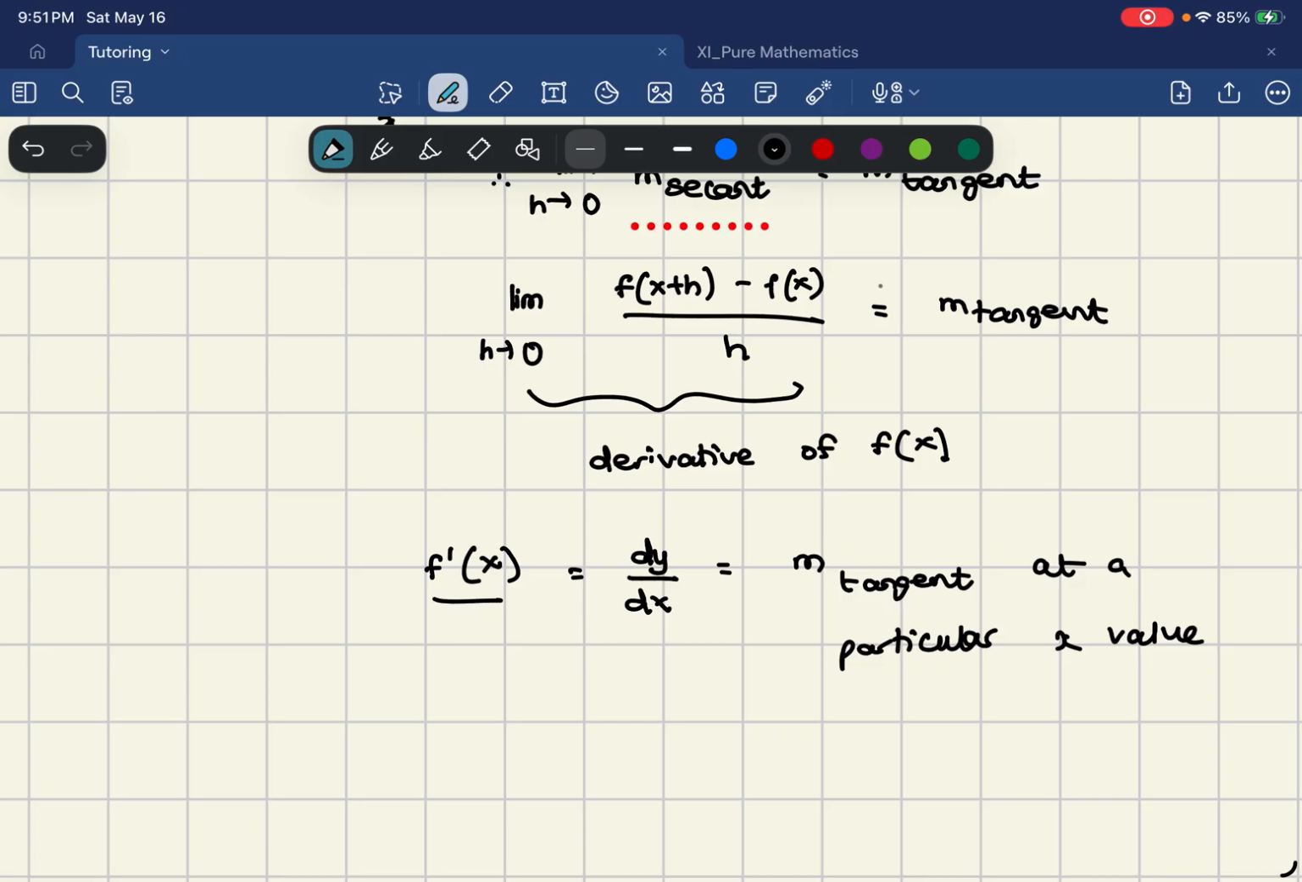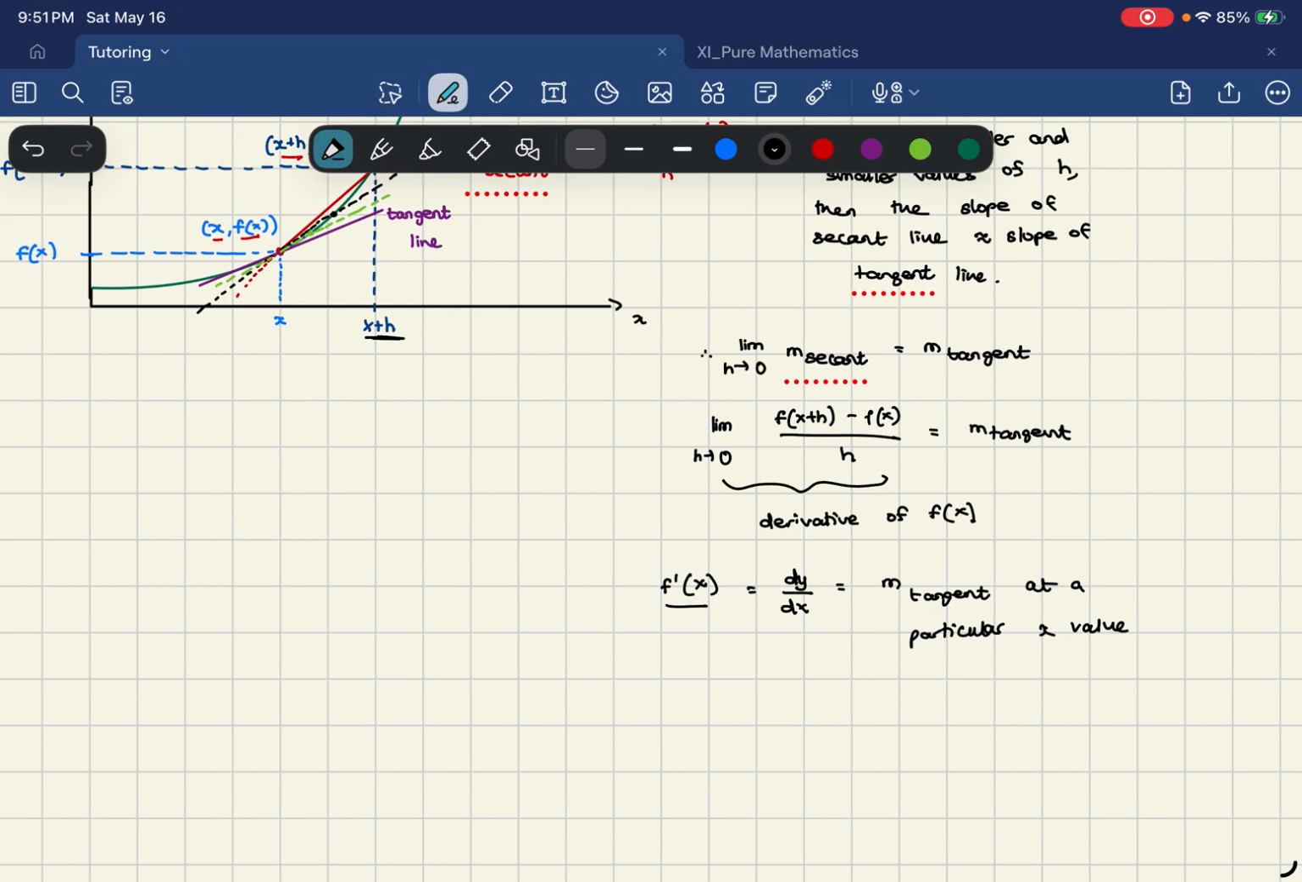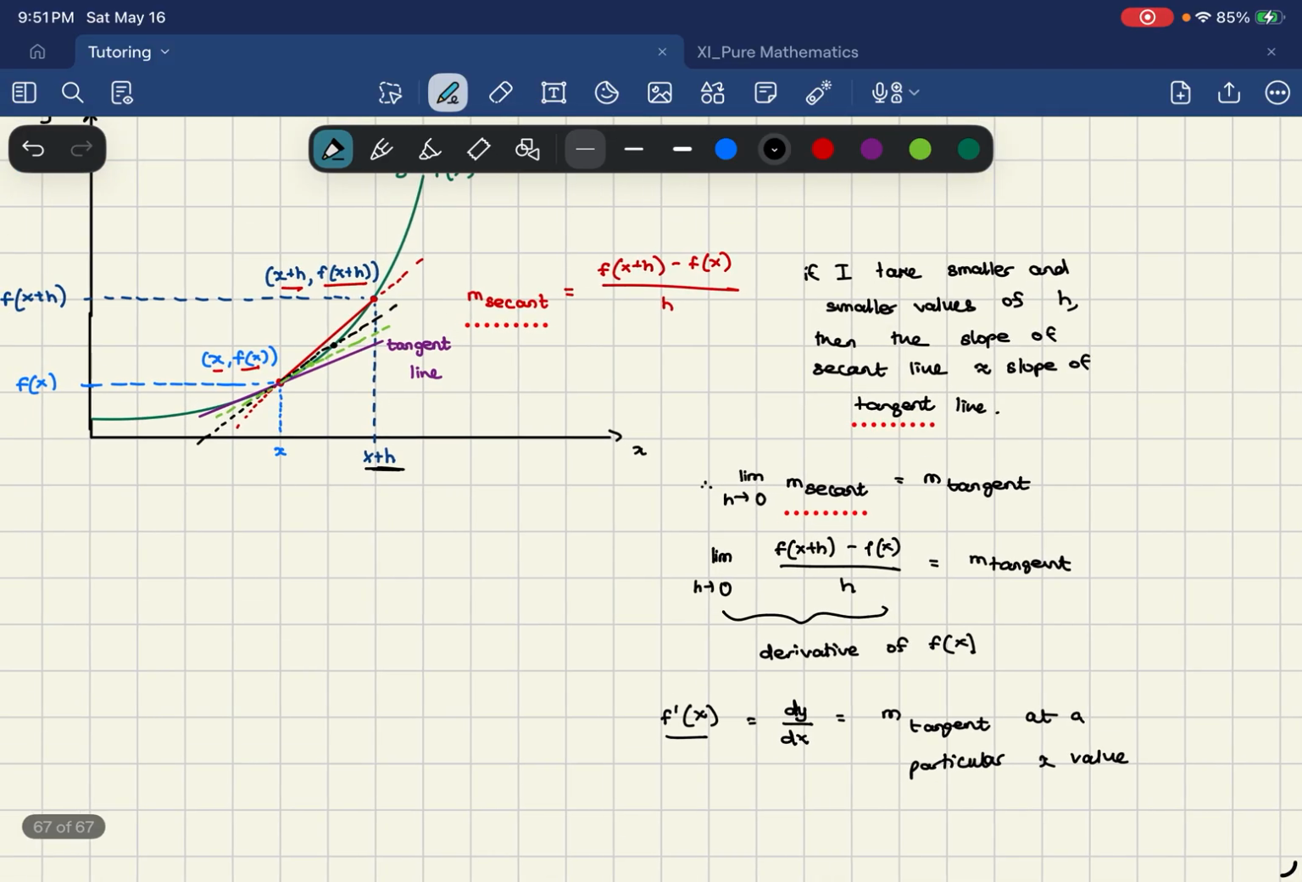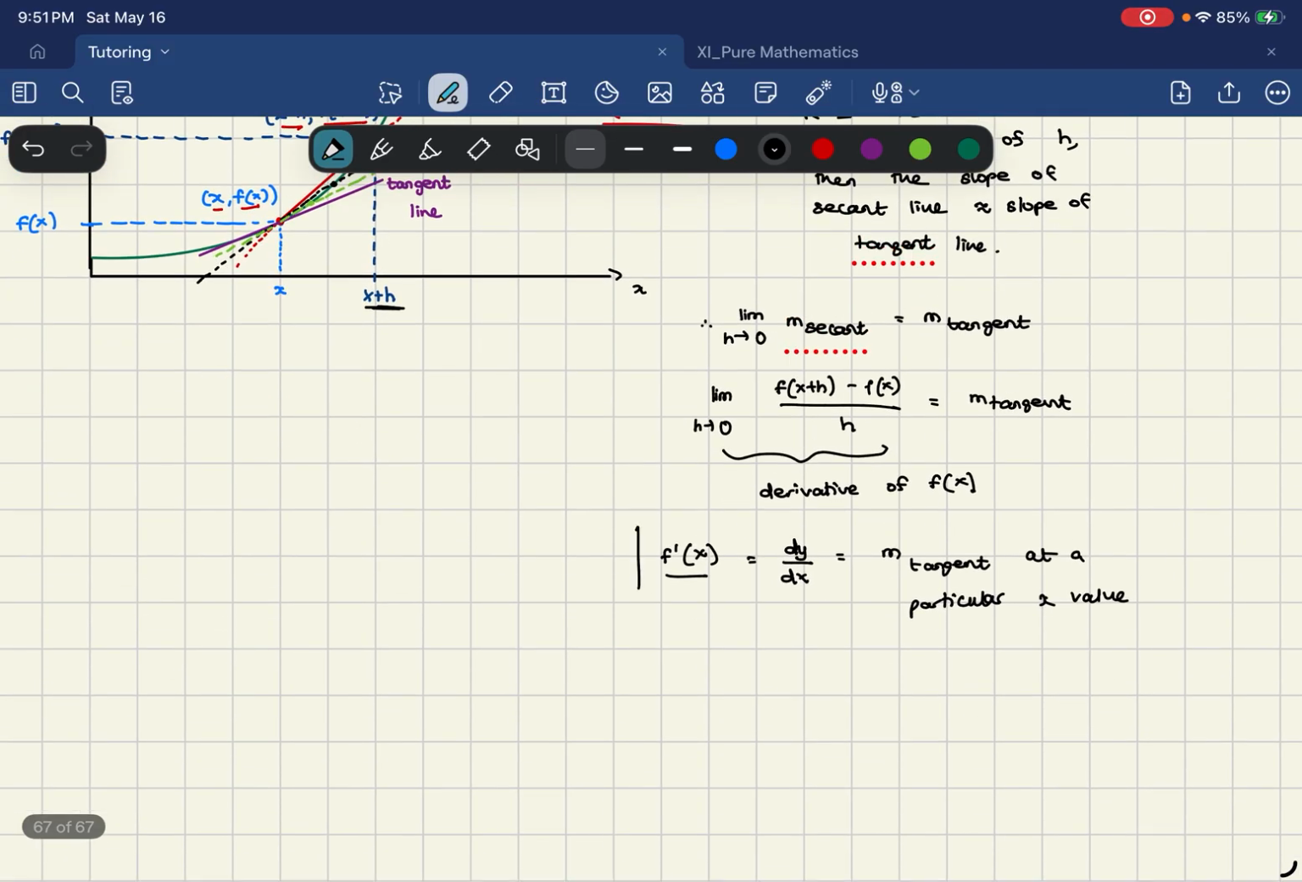So now you have an intuitive idea of what the derivative is. All right. So now we have established what a derivative is.